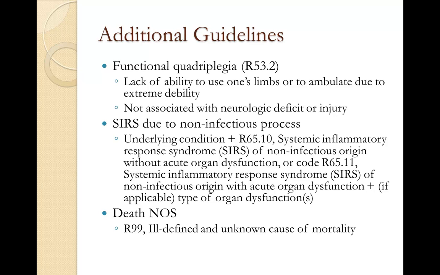Functional quadriplegia, R53.2, just to note that this is for extreme debility rather than a neurologic deficit. We've talked about sepsis due to an infectious process. We also have SIRS due to non-infectious process, so that's R65.10 if there's no organ dysfunction, and then .11 if there is organ dysfunction. So your underlying condition is going to be sequenced first, and then that SIRS code afterwards. We also still have a kind of not otherwise specified death code, R99, just that we really have no known cause of mortality there.